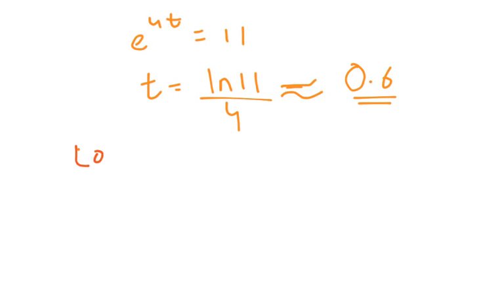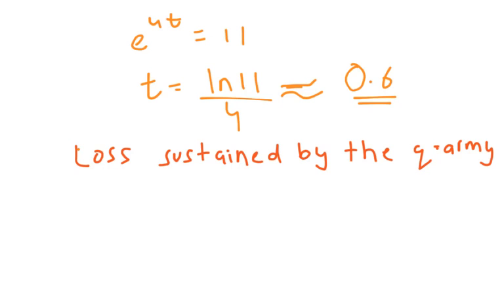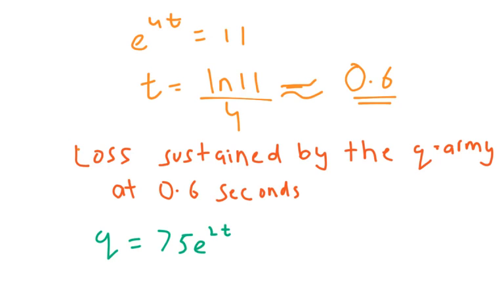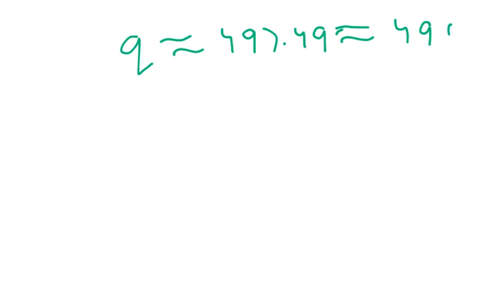Let me write it. Loss sustained by the Q army at 0.6 seconds. So that is very simple. What we have to do is, this is the equation we had for the Q army, 75 e raised to 2t plus 825 e raised to minus 2t. We simply substitute t is equal to 0.6 in this equation, and we find the value of Q. So Q will approximately be 497.49, which is, obviously we can't have people in fractions, so we'll round that off to 498.